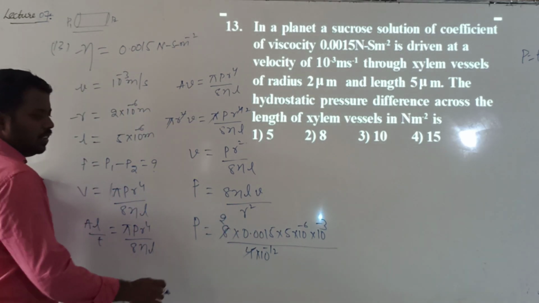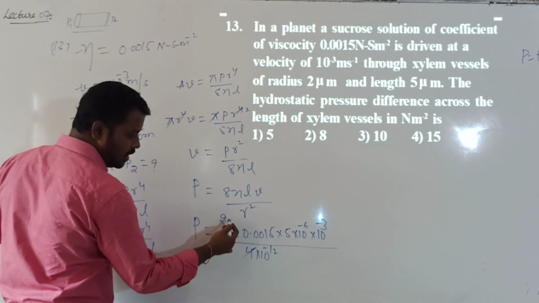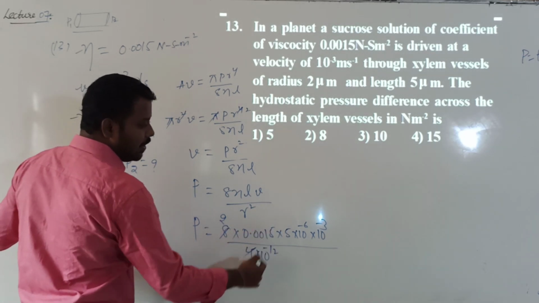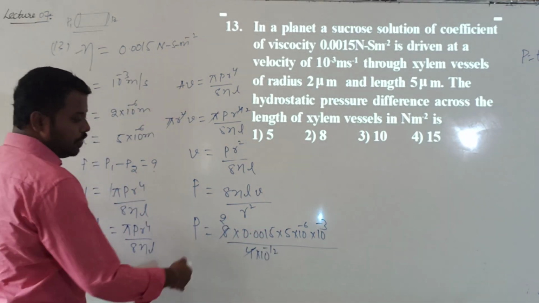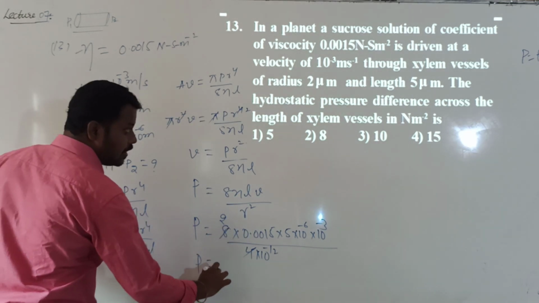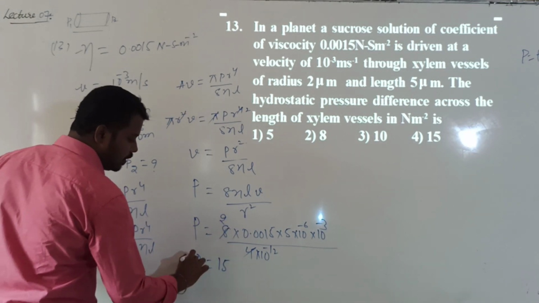So 4 ones are 4, twos are... Then what will I get? 15 twos are... Roughly, you can also tell the answer. 15 twos are 30, 3 fives are 150. So if you simplify this, finally you get the answer. The P value is equal to 50.